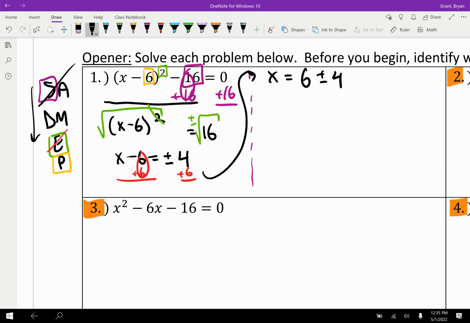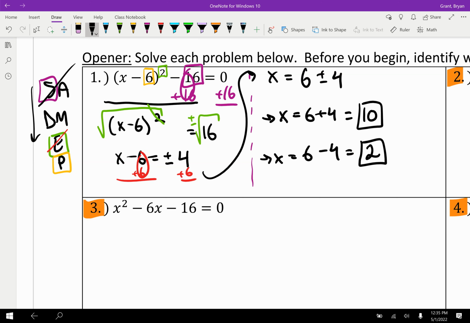Totally up to you. Do you remember how to find your 2 answers from here? Well, you make 2 different equations, where one equation is x equals 6 with the positive version of 4, and that's 10. The other is x equals 6 with the negative version of 4, and that is 2.